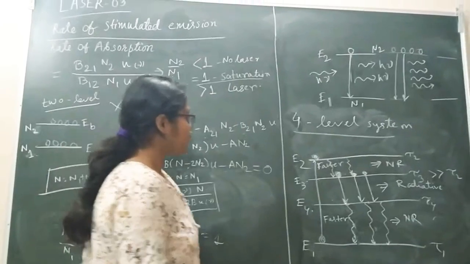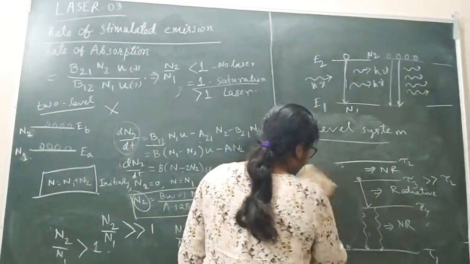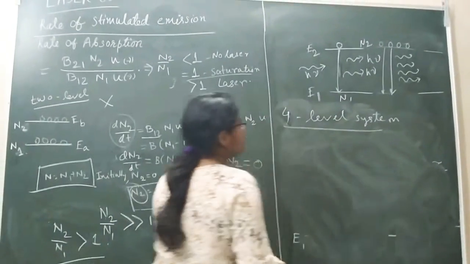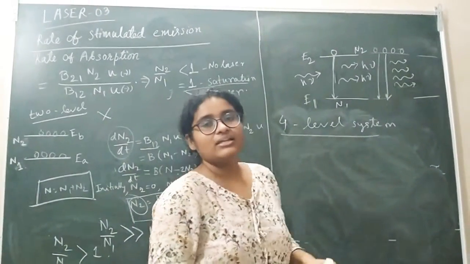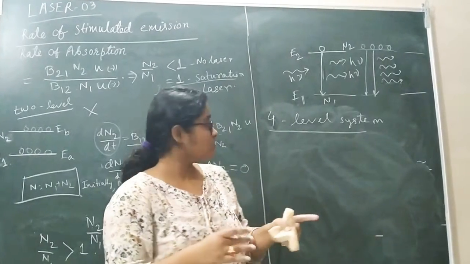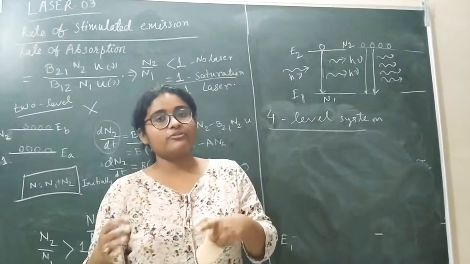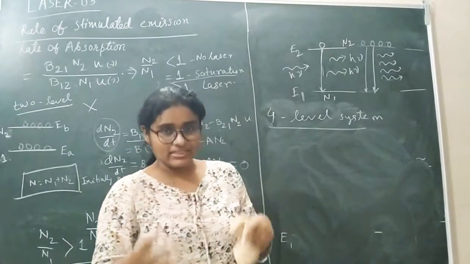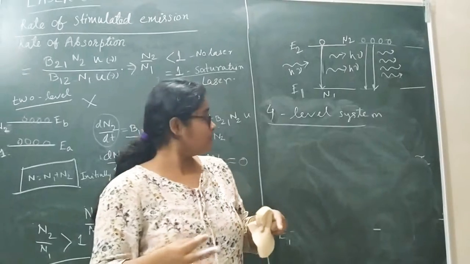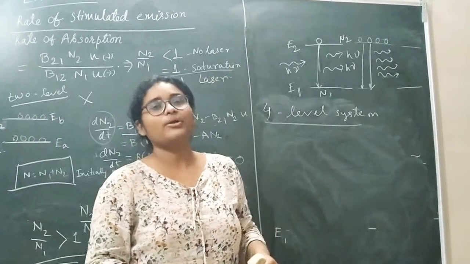So today we talked about the active medium, that is the 2-level system, 3-level system, and 4-level system. Next time we will see the laser output after passing through the oscillators, which kind of frequencies we can select, and what will be the bandwidth of the laser output. So we'll discuss more about lasers.